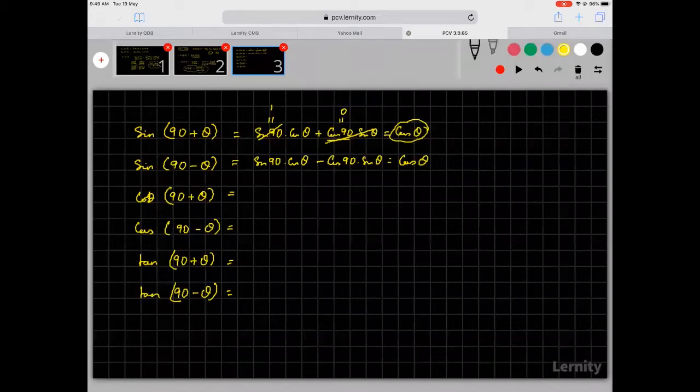Similarly, cos of 90 plus theta is equal to cos 90 into cos theta minus sin 90 into sin theta. Now cos 90 is how much? 0. Sin 90 is how much? 1. So this part will vanish. This is 1. So it is equal to minus sin theta. So cos of 90 plus theta is equal to minus sin theta. You will see when you substitute cos of 90 minus theta, you will get the same as sin theta.